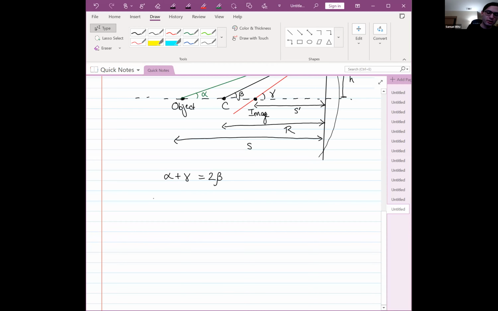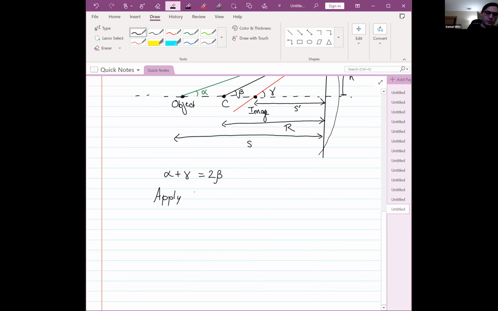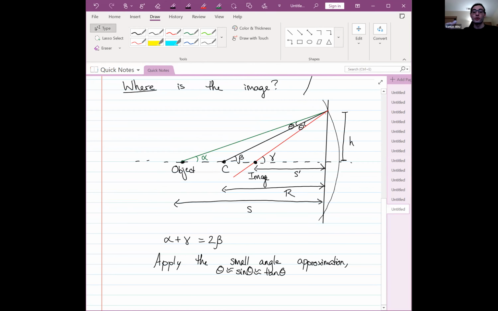And then we can apply the small angle approximation. This is just for a generic theta, that theta is approximately equal to the sine of theta, which is approximately equal to the tangent of theta. This is not this specific theta, by the way, it's just a generic theta. I mean, it also applies to this theta though.